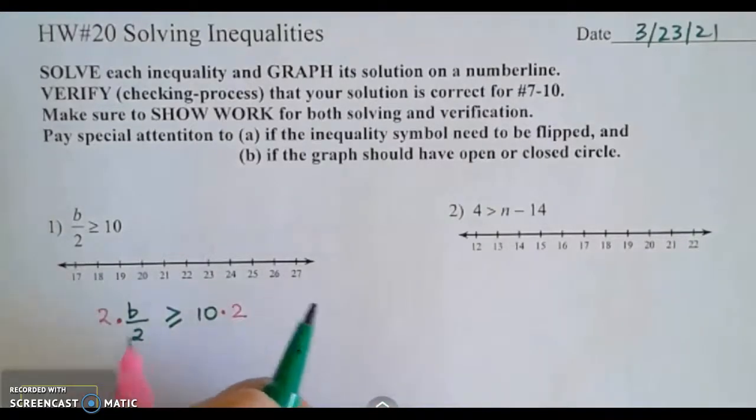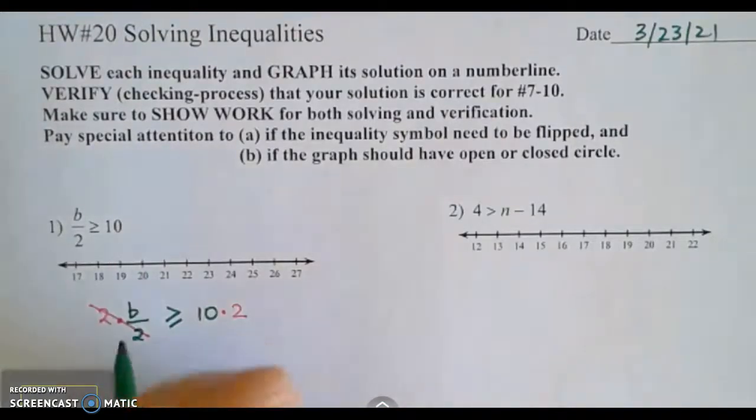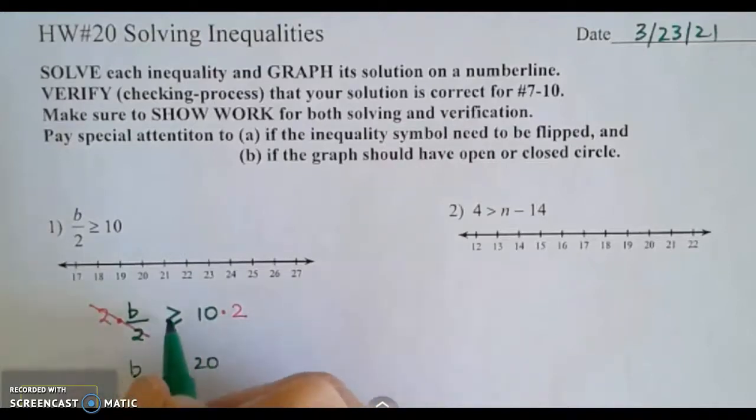When I do that, 2 divided by 2 becomes my giant 1, and they become 1b on the left hand side. So that is the same as b is greater than or equal to 10 times 2, which is 20. Notice that we multiply both sides by a positive number. That means the inequality symbol stays as it is. So b is greater than or equal to 20.